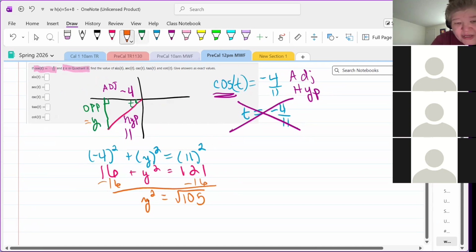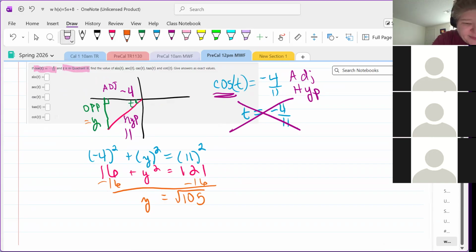Now, y squared is 105. We take the square root, we have to remember the plus or minus, and in this case, the y side is going down, so we are going to use the negative. So y is negative square root of 105.